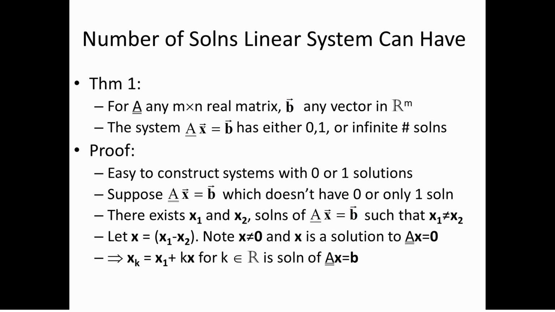Now notice that these x sub k's are all distinct because x is a non-zero vector, and since there are an infinite number of real numbers k, there are an infinite number of these distinct solution vectors x sub k, from which we conclude that Ax equal to b has an infinite number of solutions if it doesn't have 0 or 1 solution. And that proves our first theorem.